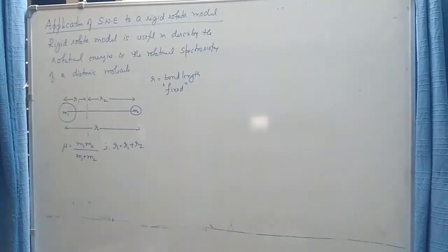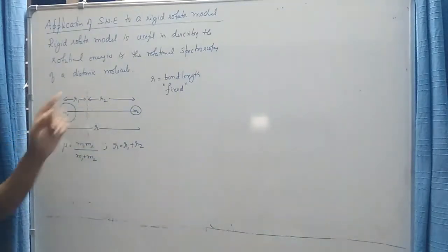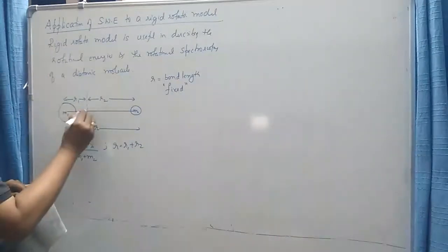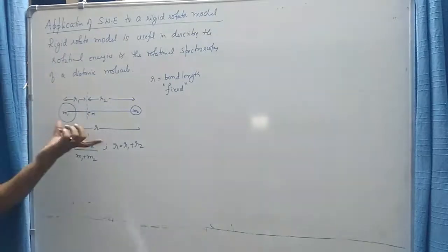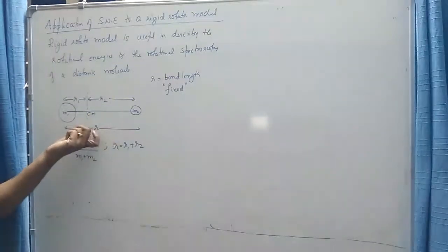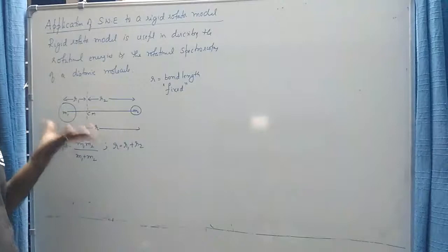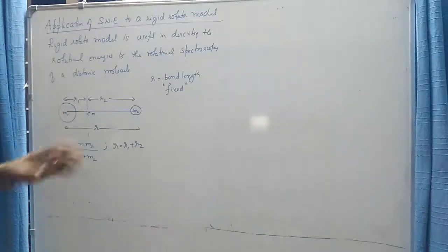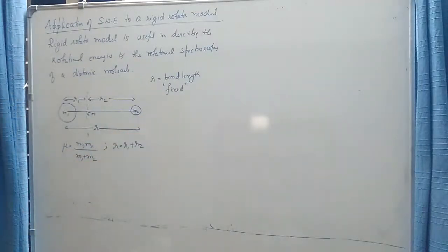molecules. So in a rigid rotator model, you have two atoms or two particles of masses m1 and m2 rotating about the center of mass. This point represents the center of mass. The distance between the two atoms is r, which is nothing but the equilibrium distance called the bond length, and here we are assuming that the distance between the two atoms remains the same, that is, the bond length is fixed as the molecule rotates. So the value of r is fixed, and therefore this model is called the rigid rotator model.